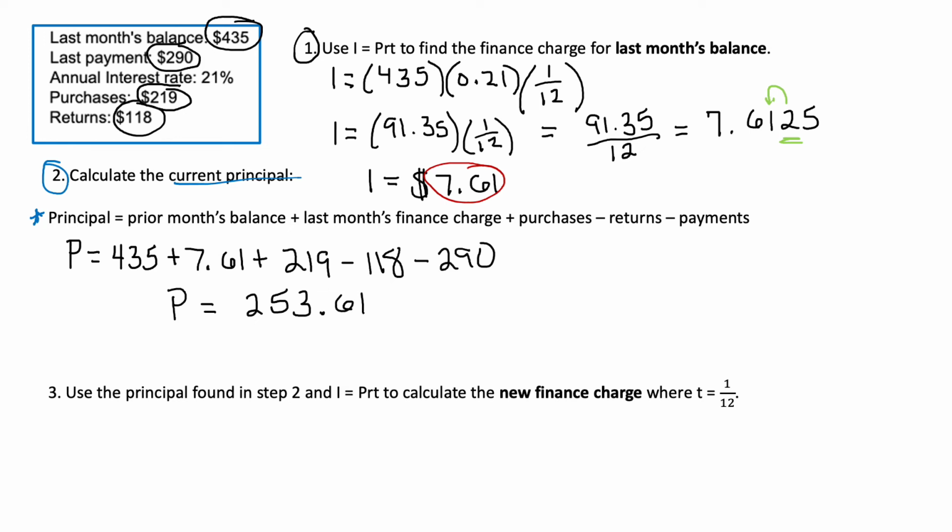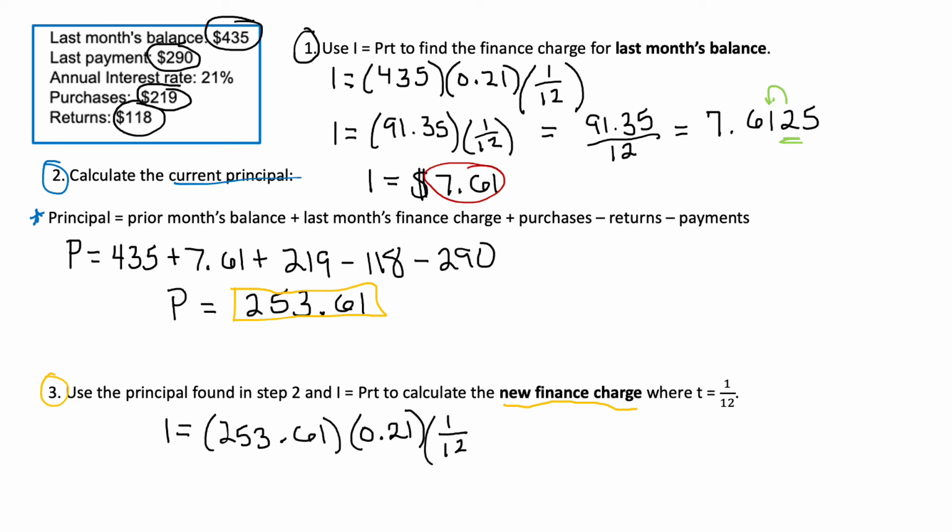The last step tells us to use the principal found in step 2 and I equals PRT to calculate the new finance charge. So again, we're going to calculate the new finance charge. So this is I, and that equals the principal, which is now $253.61 times the interest rate, which was 21% or 0.21 times T, which is 1/12.